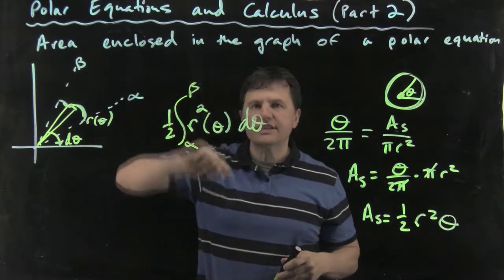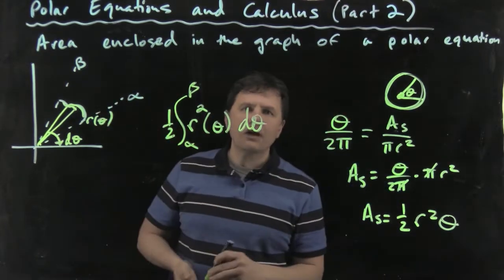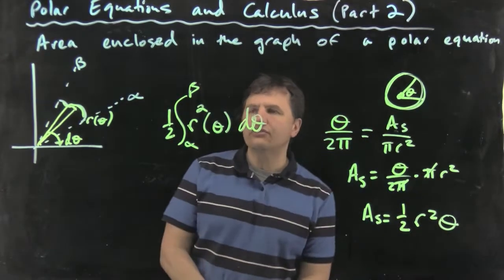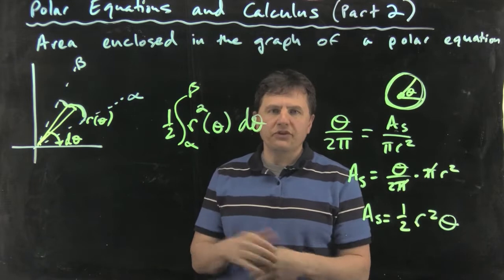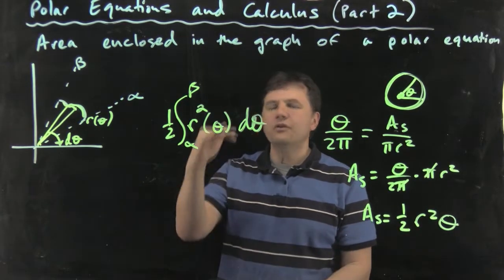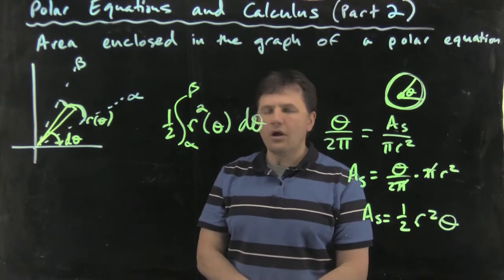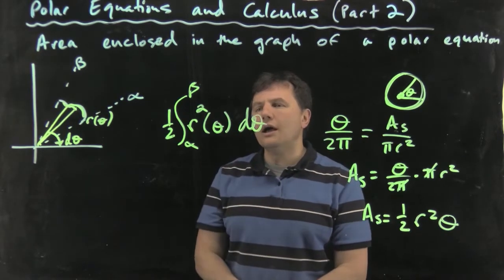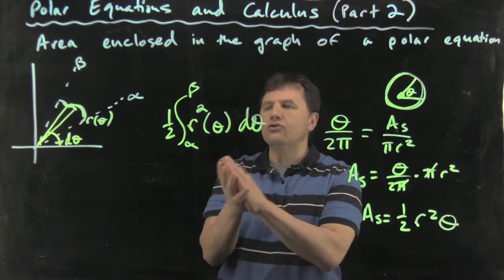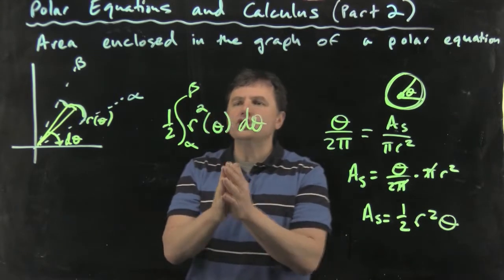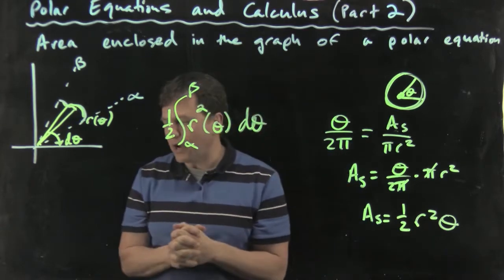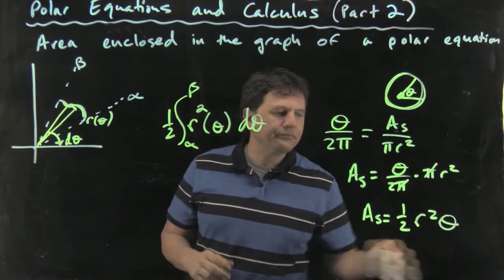Just for notation's sake, the reason I'm using alpha to beta is those are Greek letters, and typically when we're talking about angles, we use Greek letters. So alpha to beta shouldn't throw you off. It's just like going from a to b with a rectangular thing. So this is our formula. When I want to find the area enclosed by a polar equation, I use this formula, 1/2 r squared d theta. All right, so let's take a look at an example.